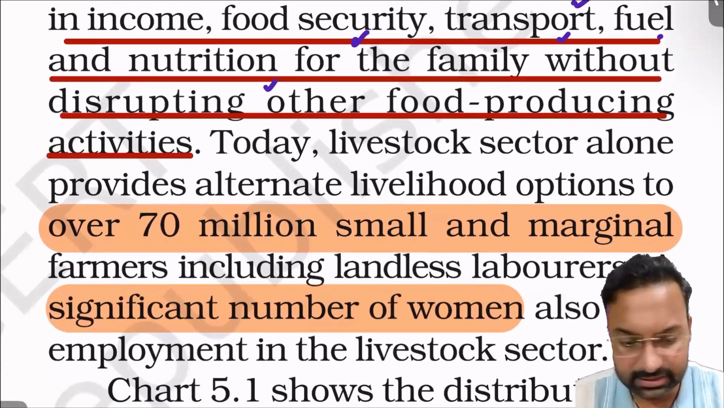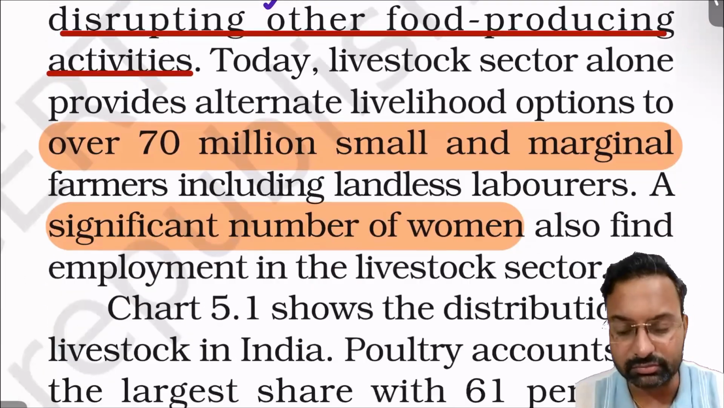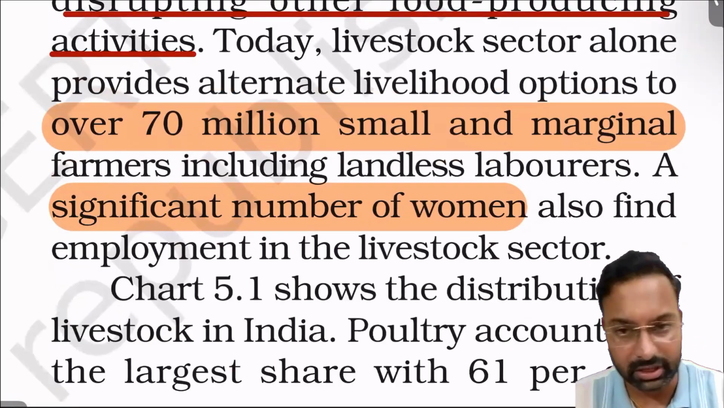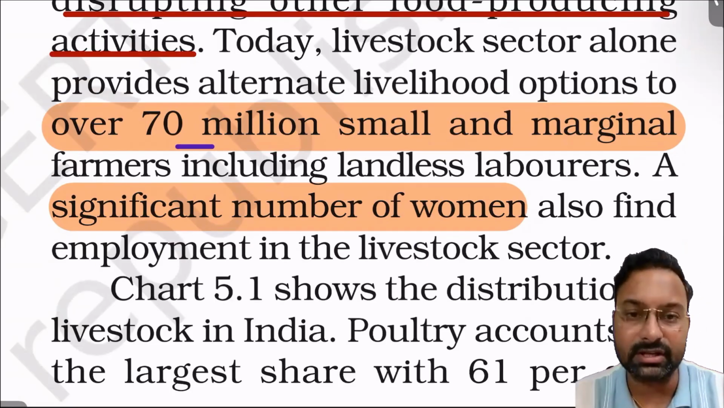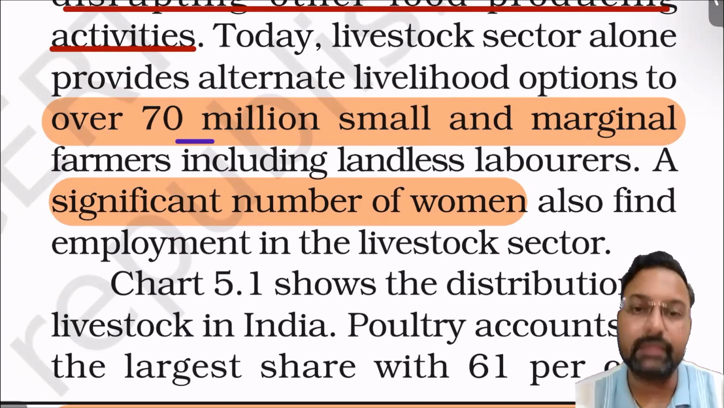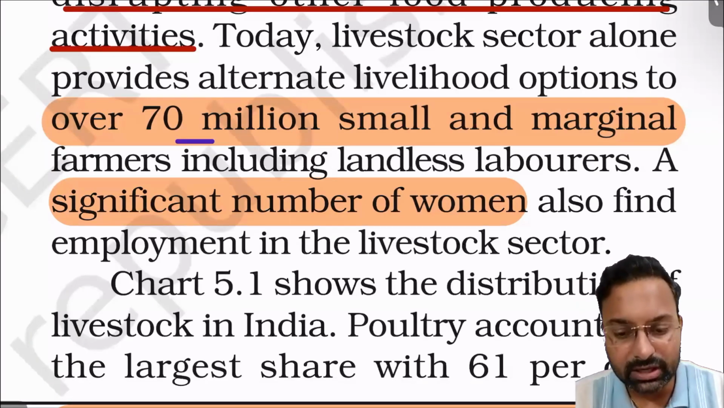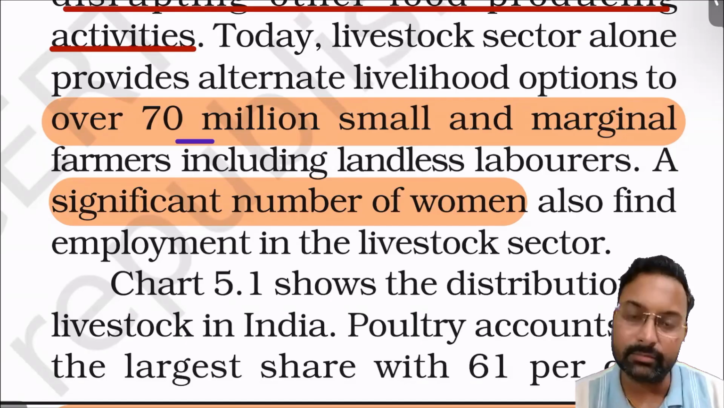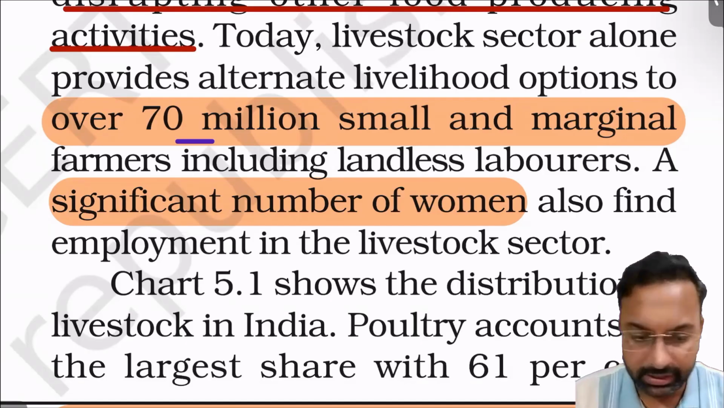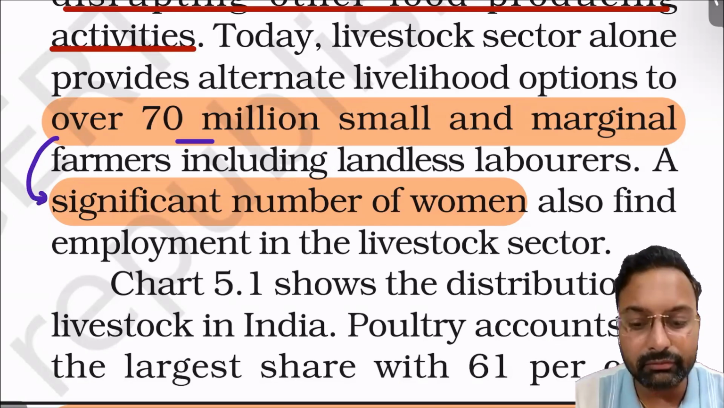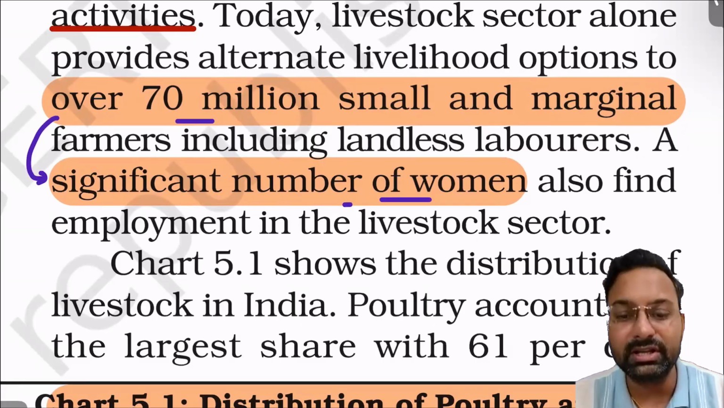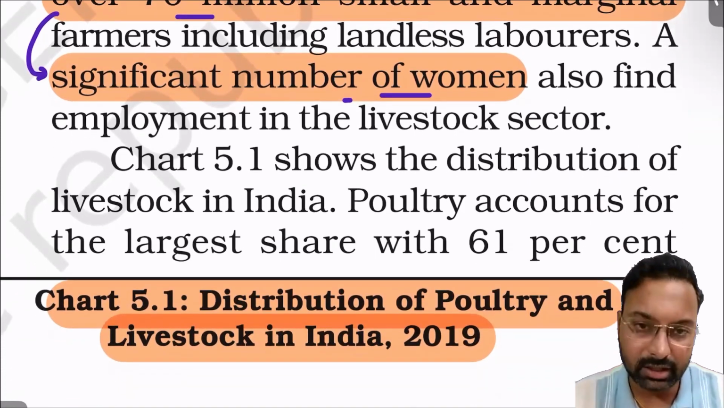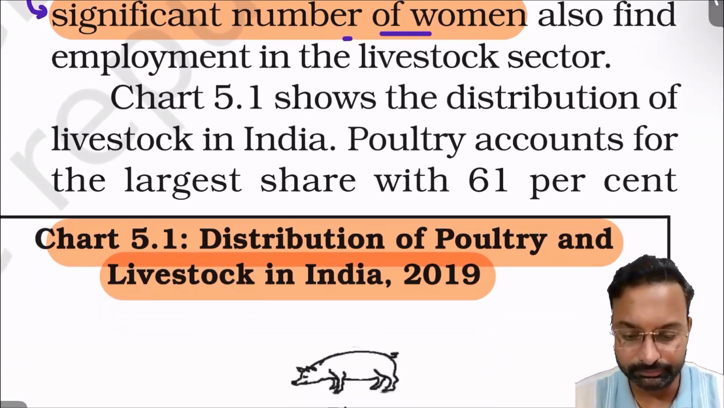Right. So this is the data that has been given. This data is important because you can always quote some data in your essays as well as your answers. Over 70 million small and marginal farmers are landless laborers in India, right? So if those 70 million are small farmers, they must be given some livestock, so that they can have better employment and better income, right? And out of these small and marginal farmers, a significant number are women. So we need to give them some alternative opportunities also, right? So livestock rearing can be one of the important areas to diversify in, right?